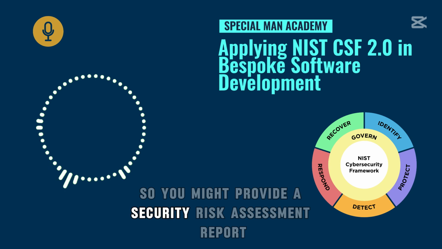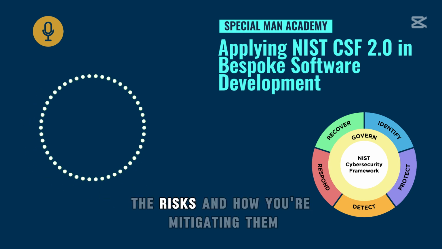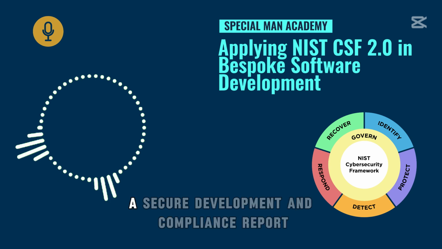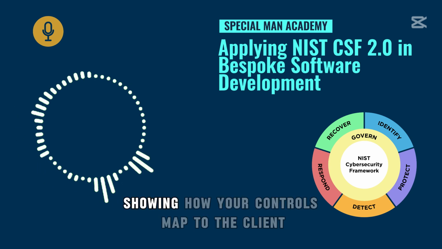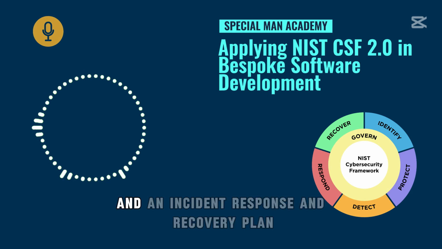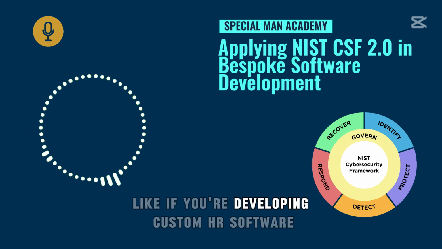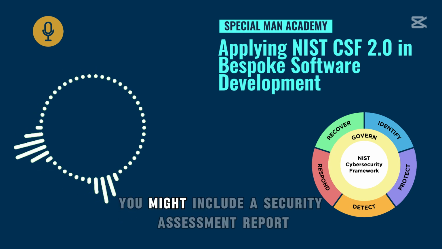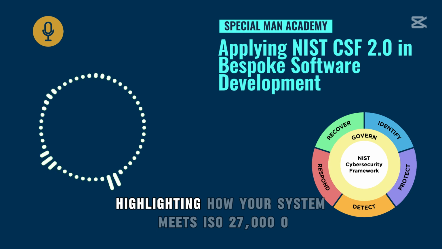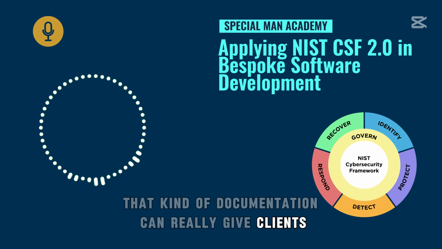So you might provide a security risk assessment report outlining the threats you identified, the risks, and how you're mitigating them. A secure development and compliance report, showing how your controls map to the client's specific regulatory requirements. And an incident response and recovery plan, giving them confidence that you have a plan in place if something goes wrong. Like if you're developing custom HR software, you might include a security assessment report highlighting how your system meets ISO 27001 standards. That kind of documentation can really give clients peace of mind.